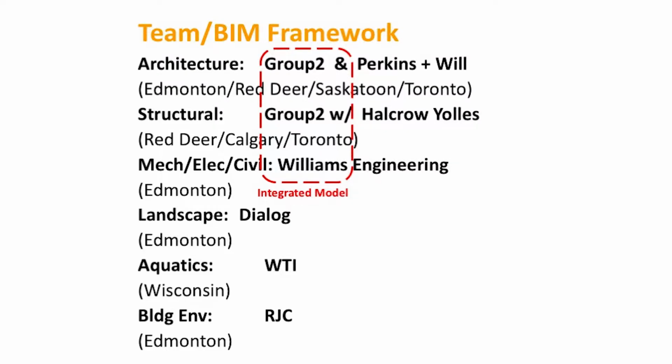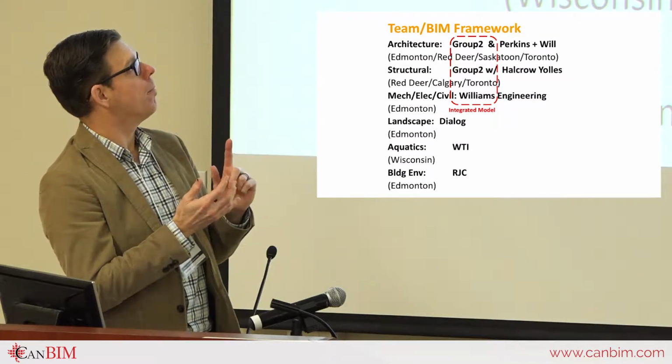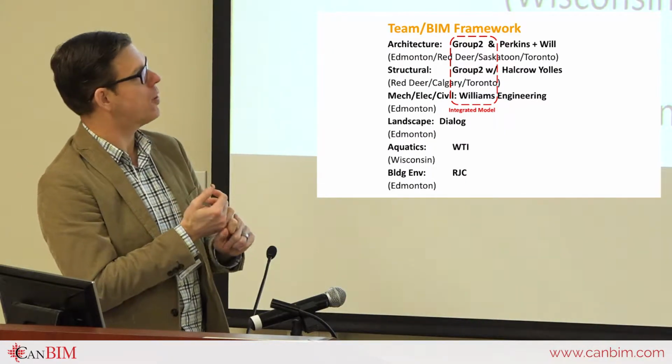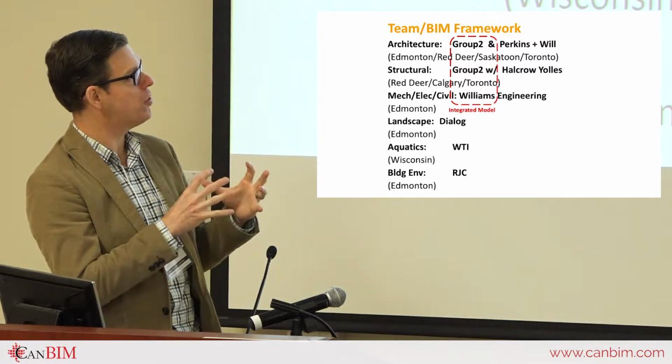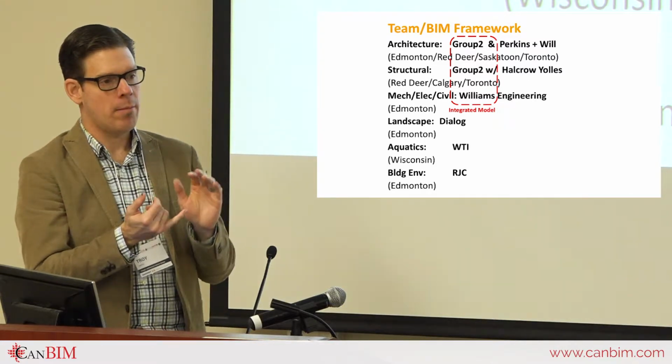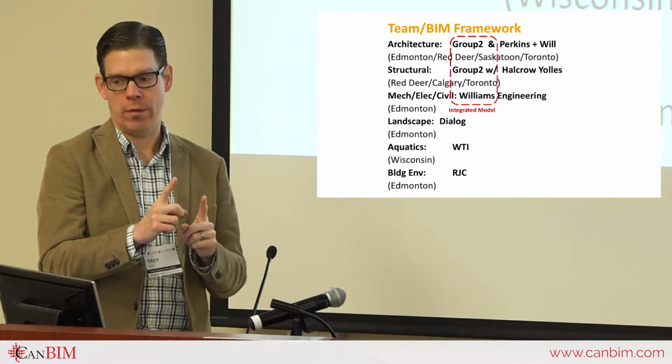One of the things that we did at the beginning, and this was our first foray into this idea of how do we work together in an integrated model setting with other linked models in it. So Group2, at the time we had structural, so our architectural and structural model for a portion of the building, as well as the entire mechanical electrical was one model.